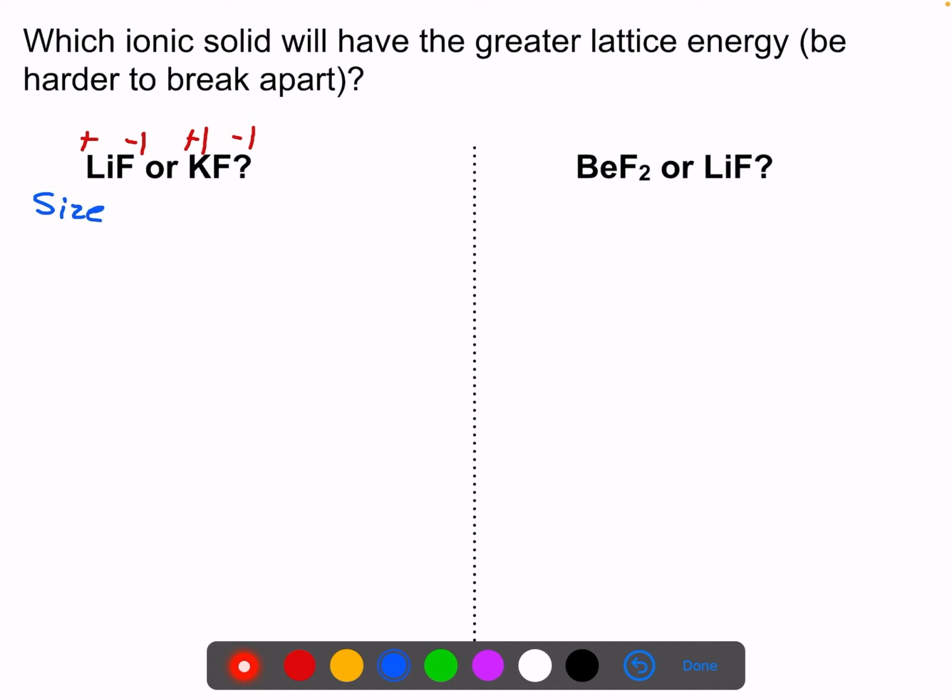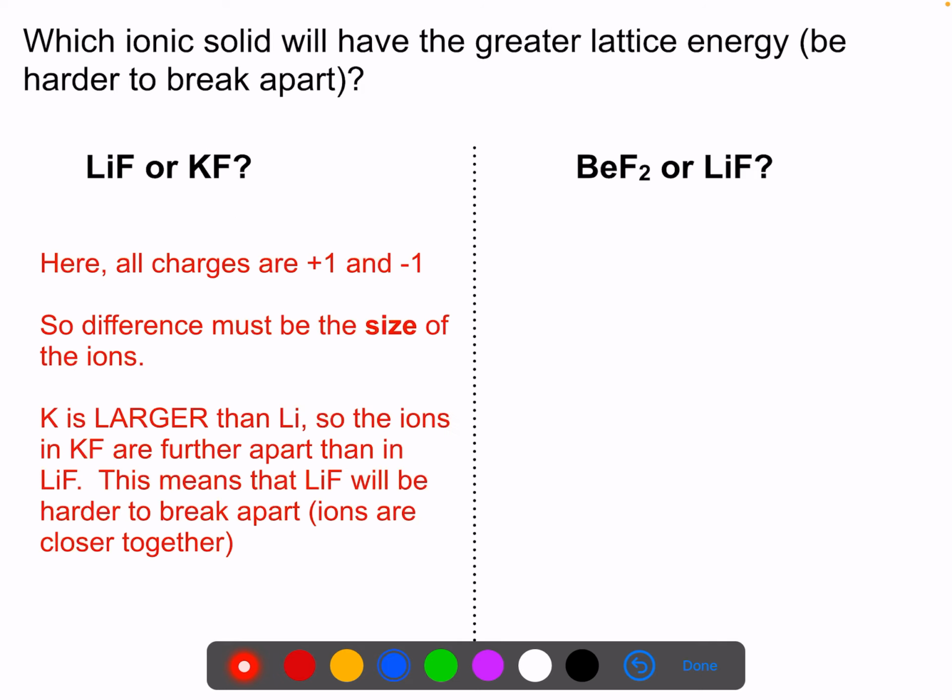And so we have to consider what is bigger, lithium or potassium? And this comes from our periodic trends. In this case, potassium is bigger than lithium. And that's really the key here. Because potassium is larger, the ions between potassium and fluoride will be further apart than they will in lithium fluoride. If these are further apart, it makes it easier to break apart.